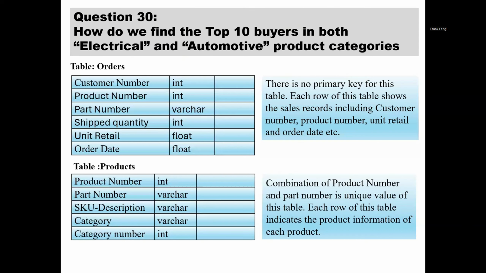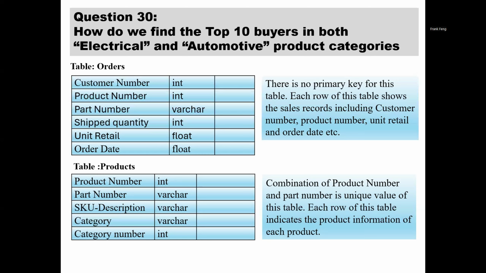Today we're solving question 30. How do we find the top 10 buyers in both electrical and automotive product categories and return their total sales in each category? We'll work with two tables, orders and products, and I'll walk you through 3 different SQL methods to get the same result. Then we'll compare which one might be best in different scenarios.